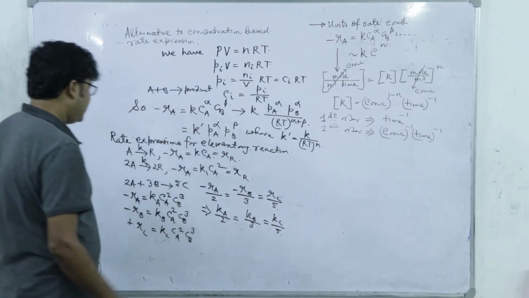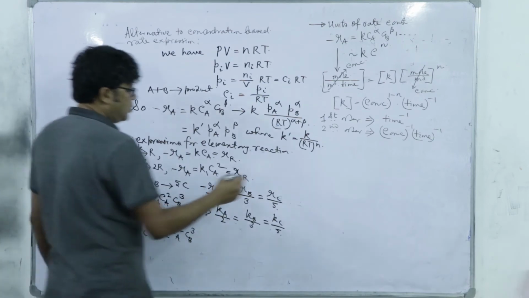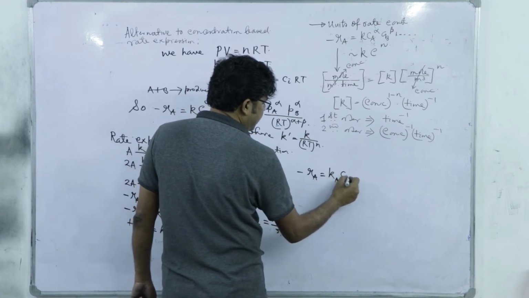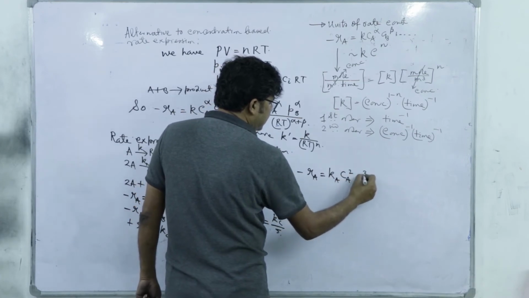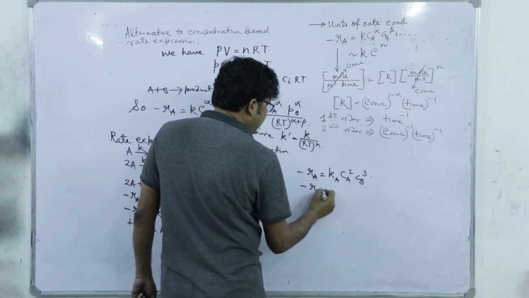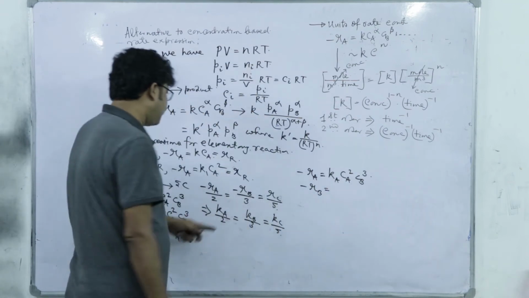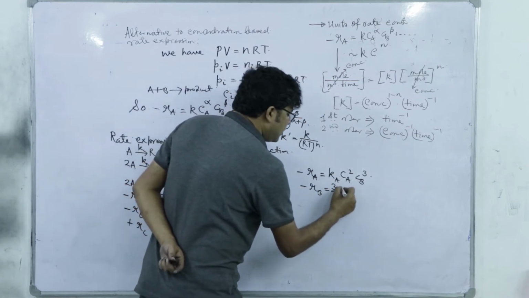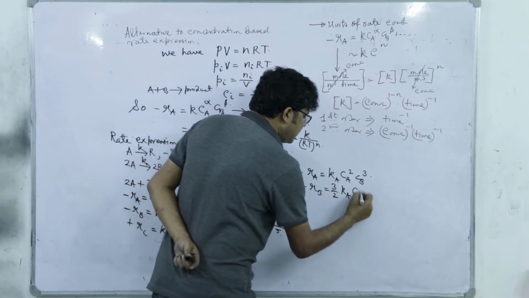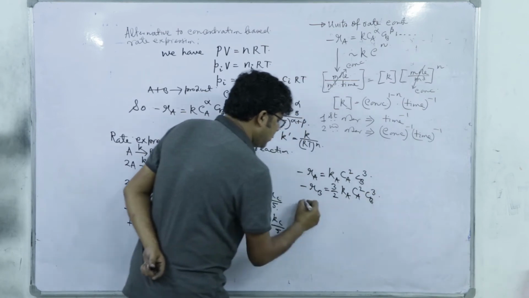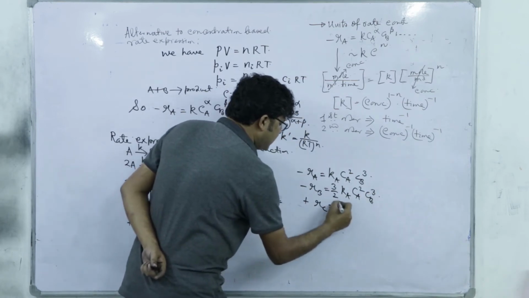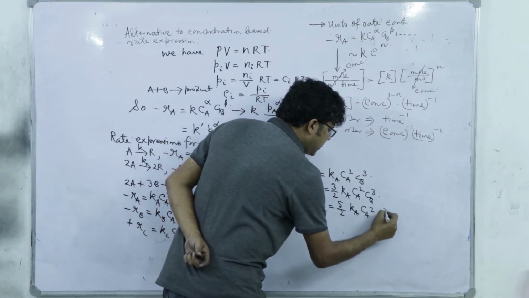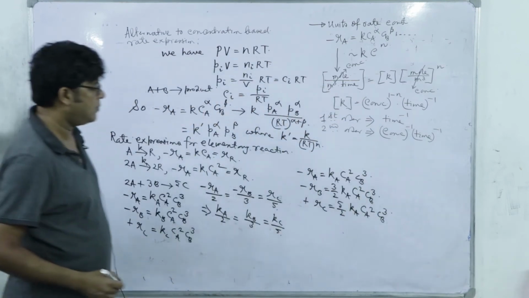So which means if I am writing it with respect to A, we will write minus Ra is equal to Ka Ca square Cb cube, minus Rb is equal to, now in terms of Ka, what is Kb? 3 by 2. So 3 by 2 Ka Ca square into Cb cube, and plus Rc is equal to 5 by 2 Ka Ca square into Cb cube. So that we have to keep in mind always.